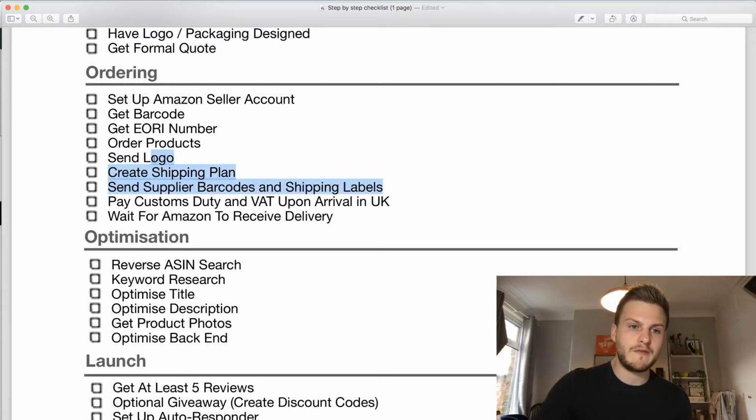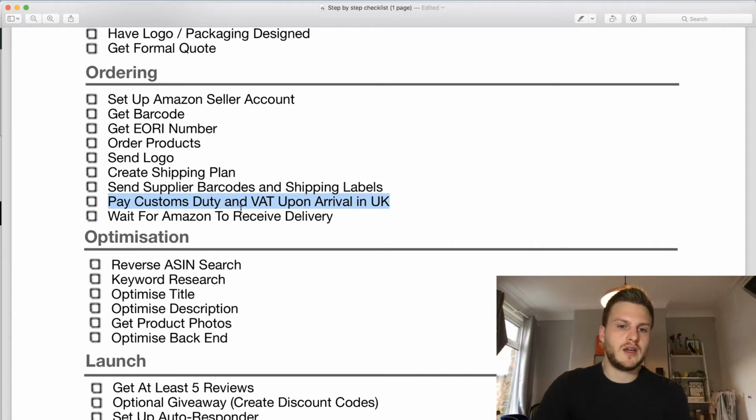All this stuff will happen very, very quickly, right? This should be within the same day, right? So you have your EORI, you have your barcode, and then you do all this stuff literally within the same day of ordering. You want to get that stuff over to them as quick as possible so they can get your products to Amazon as quick as possible. You then wait, right? You wait for delivery.